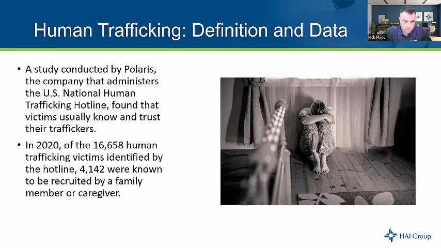So in that first bullet point here, talking about this unfortunate topic, again, Polaris is the company that administers the U.S. National Human Trafficking Hotline, and they found that victims usually know and trust their traffickers. I think it's important to note that.